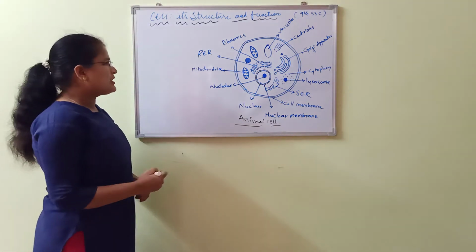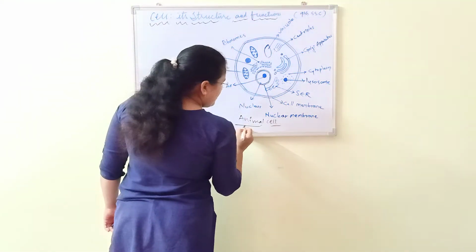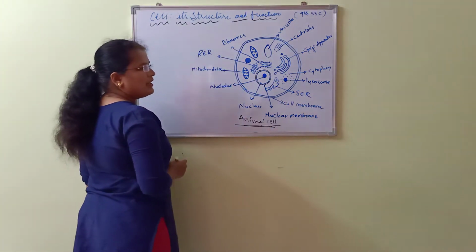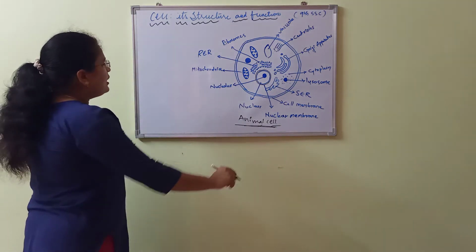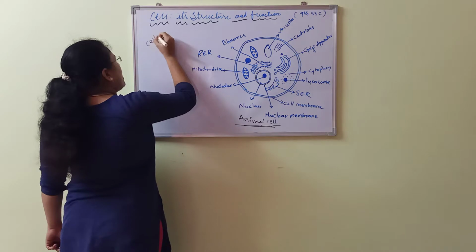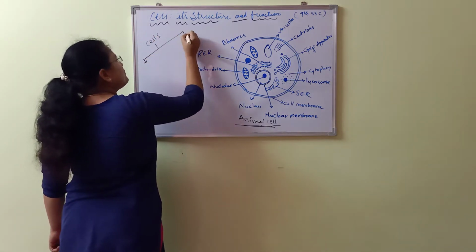You just look here. See, the cell of the animal we are discussing. The animal cell we are discussing now. Before seeing that, the cells are differentiated into two types.